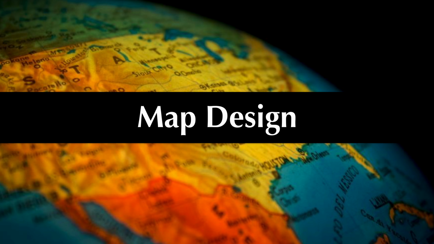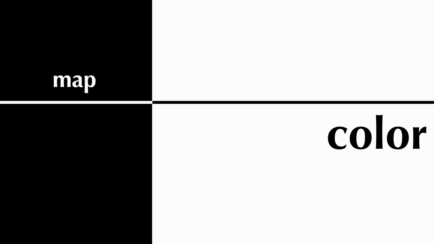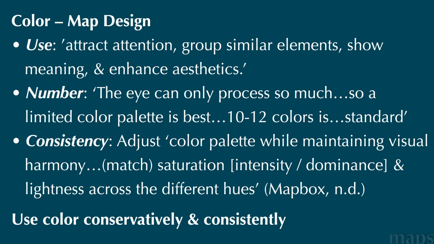This video is on map design. It's going to look at the various elements for designing a map, the key elements you want to look at. First is color. Why do we use color in a map? It helps to attract attention, group similar elements, show meaning, and enhance aesthetics. So it has multiple uses.